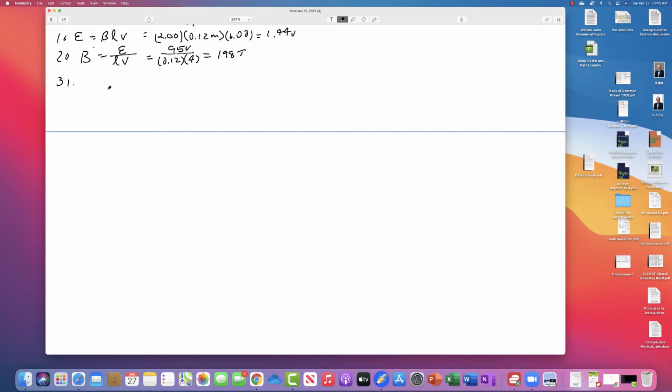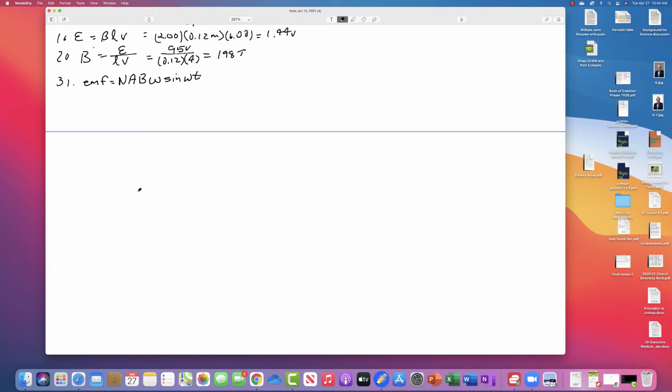Number 31 moves into a different section. This is the section where we start talking about generators, and you'll remember in class last week I told you how generators basically work. The key formula that you need to know is that the EMF generated by a generator is equal to the number of turns times the area of the loops in each turn times the magnetic field that it passes through times the rotational velocity times the sine of the rotational velocity times time.